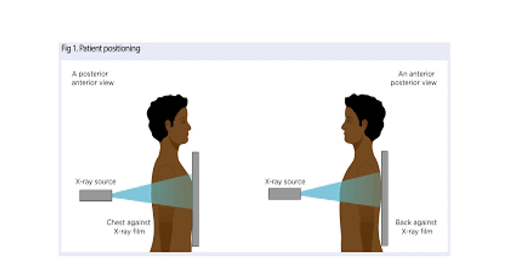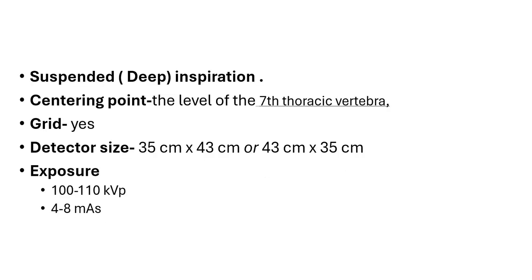Beam passes from posterior to anterior to reach the image receptor. Whereas in AP view, X-ray tube is placed anterior and beam passes from anterior to posterior to reach the image receptor to form image. Now, deep inspiration is required for adequate visualization of chest lung field.